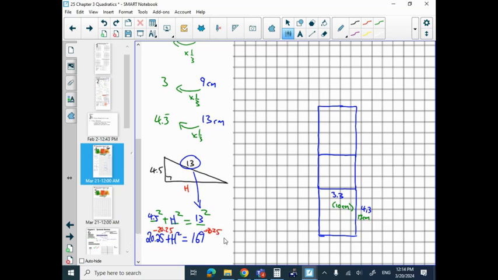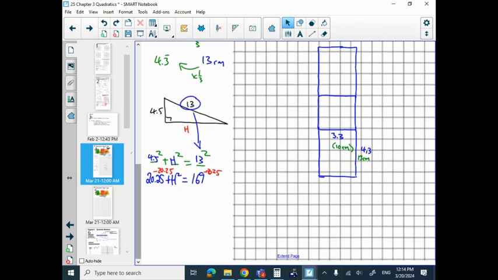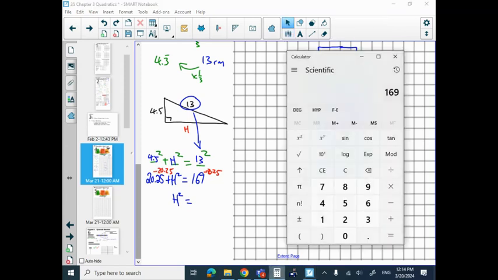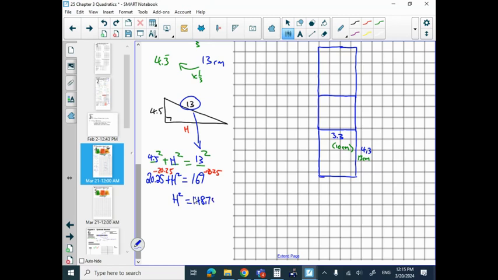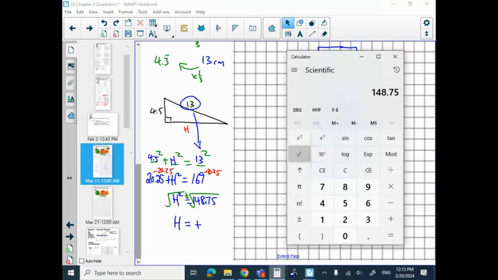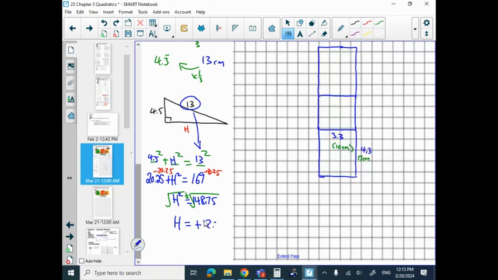H squared is left with that. So 169, take away the 20.25, is 148.75. And then square rooting both sides. Technically, plus or minus, both answers are acceptable, but for the length of a side, we're just going to use the positive case. Root of that thing, root 148.75, is 12.19, which rounds to 12.2. So we're looking at 12.2 centimeters.